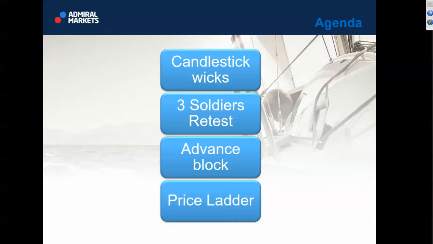So we can continue with today's presentation. Candlestick wicks. I just need to remind you how candlestick wicks are important and how the pin bar is very important, my favorite pin bar pattern, T89, but we won't be talking about T89. We will be talking about three soldiers, retest, advanced block, price ladder. Those are patterns that frequently show up during either a reversal or trend. Some are reversal, some are trend patterns, and they are strong if they're seen on higher time frames. Of course, these patterns can also show on lower time frames. So if you're scalping price action, then you need to know that these patterns can be reliable indeed.